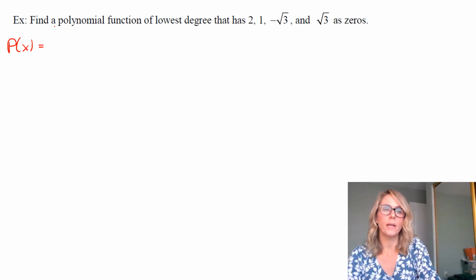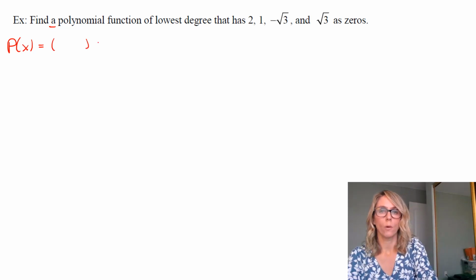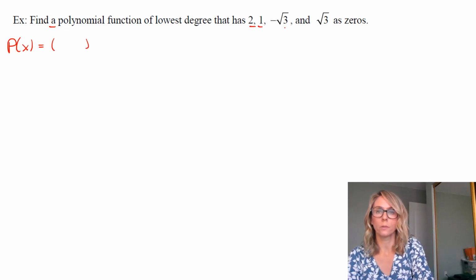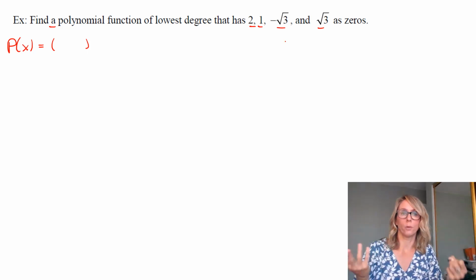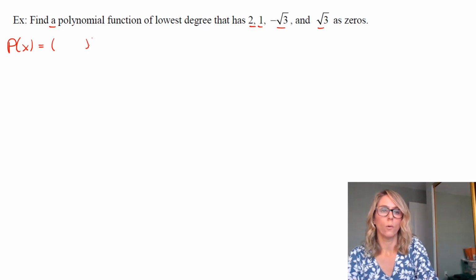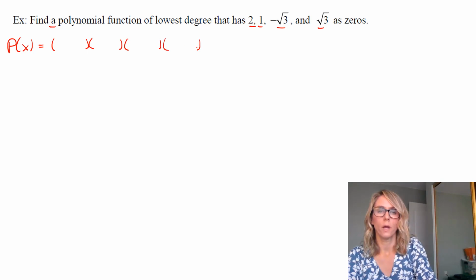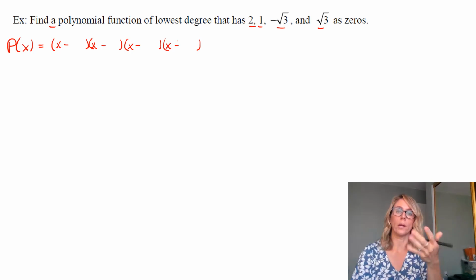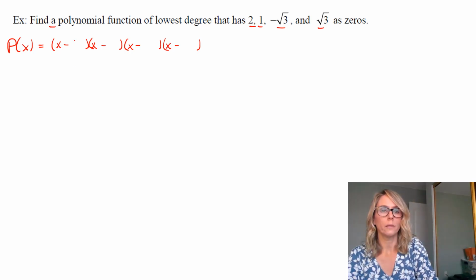So it says find a polynomial of lowest degree. That means by having 4 zeros, we're going to have a polynomial of degree 4. So it should have 4 factors here, where each one is an x minus, and then of course, whatever that zero is that we're being given.